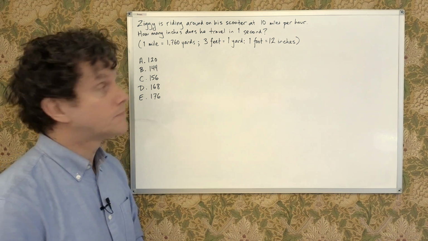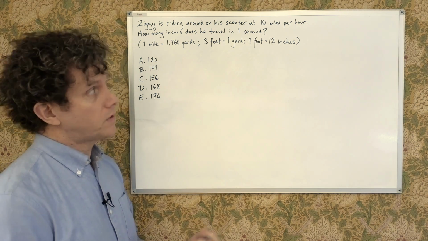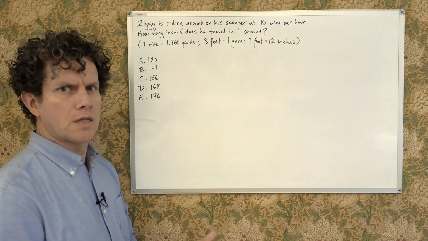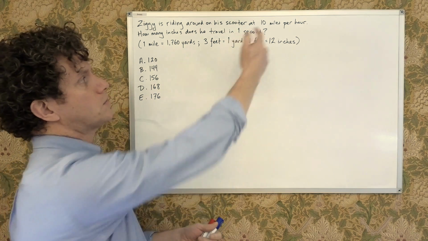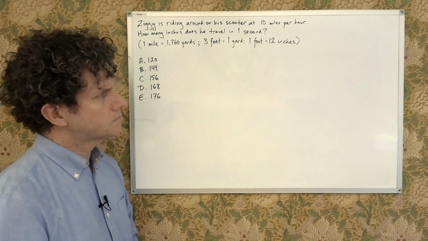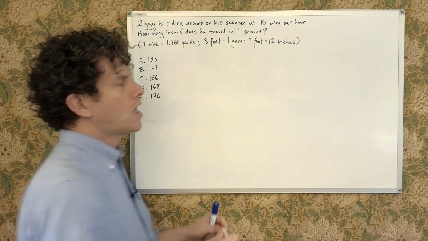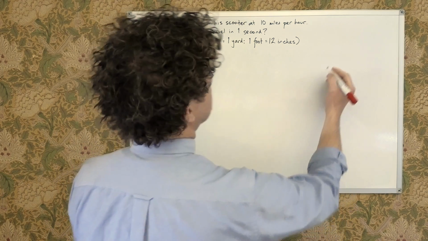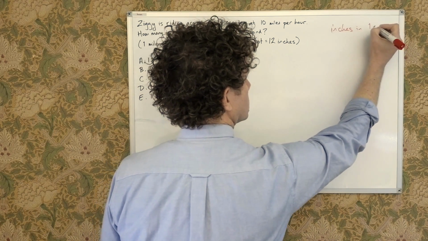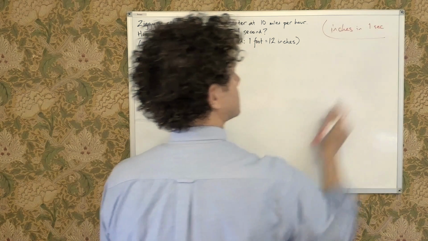I read it again. First time through, okay, we've got miles per hour and we're looking for inches. We've got a speed, okay, and read a second time, we've got some specifics here. What are we looking for? We are looking for inches in 1 second.